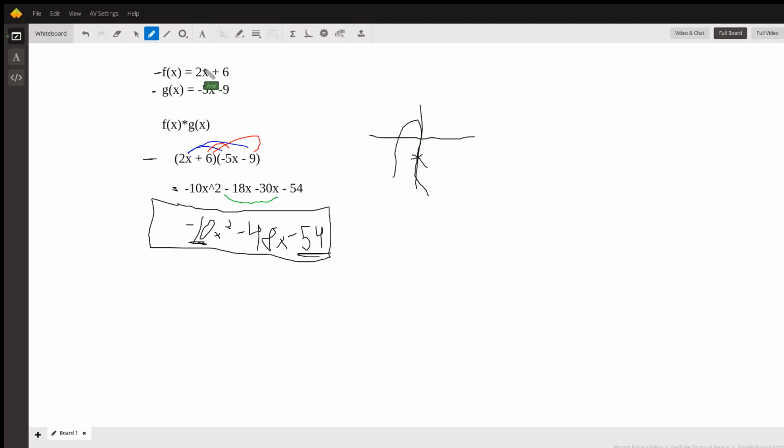But that's all you have to do to multiply functions. You just take them as they're given and then multiply them as you would normally. Just be careful to make sure you multiply all of the terms through. So don't forget it's 4 total multiplications in this example.